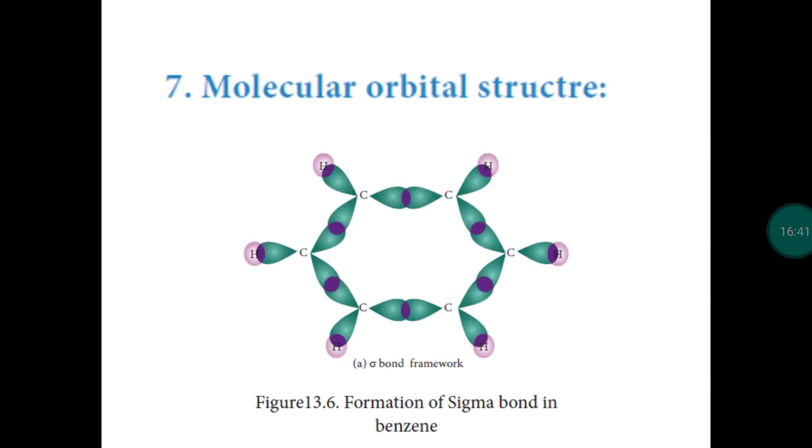Then we can derive the structure of benzene with the help of molecular orbital theory, MOT. We know the atomic number of carbon is 6. Ground state electronic configuration: 1s2, 2s2, 2px1, 2py1. We studied this already in the chemical bonding lesson. Excited state configuration: 1s2, 2s1, 2px1, 2py1, 2pz1. So there will be hybridization.